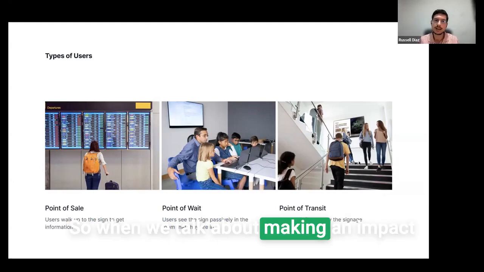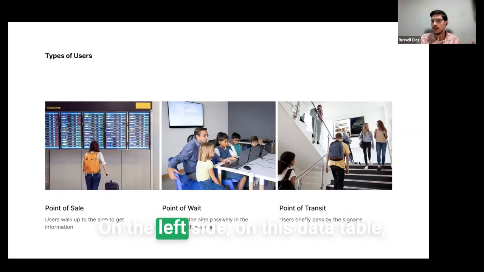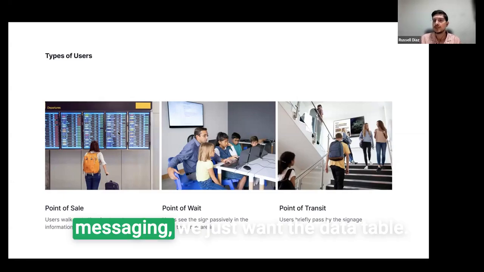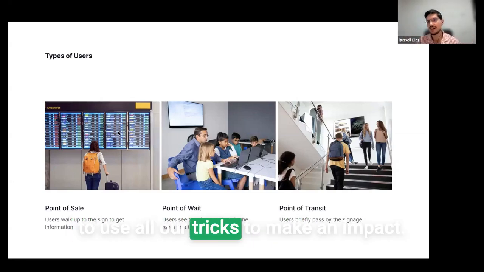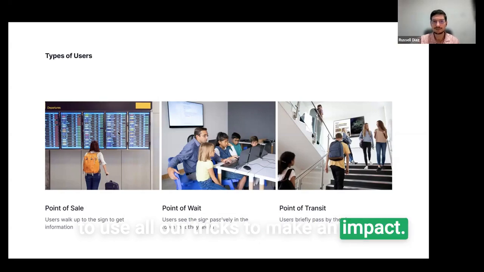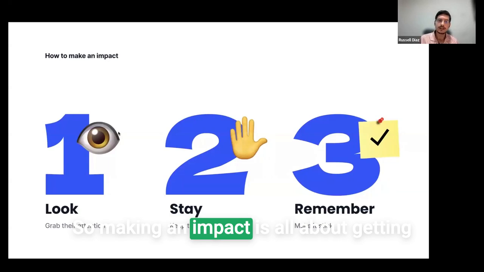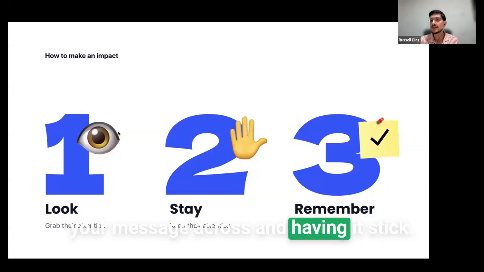So when we talk about making an impact and grabbing attention, we're going to talk more about the right side of this. On the left side, on this data table, we don't really need much imagery or messaging. We just want the data table. But on the right side, we're going to have to use all our tricks to make an impact. All right, so making an impact is all about getting your message across and having it stick.